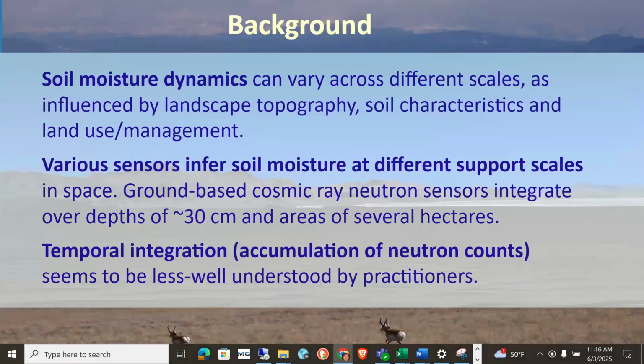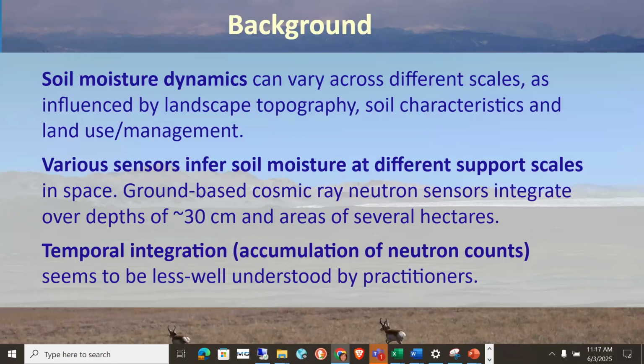So moving on. Just for background, obviously we're all interested in the dynamics of soil moisture, and the interest in scale is one of my primary interests. These things vary with topography, soils, and management, as some others have already pointed out. With various sensors, you get different support scales. And as Tyson mentioned, there's an advantage of these cosmic ray sensors for multiple reasons.